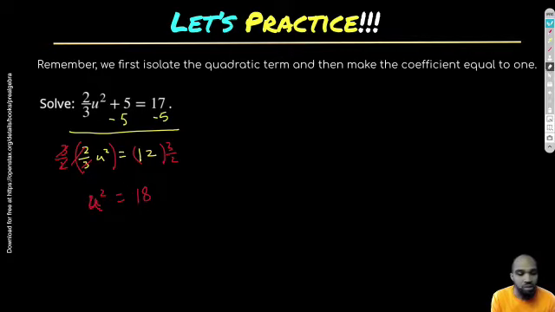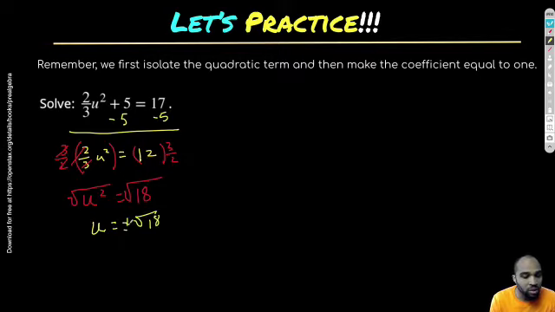I don't like that u that I just drew, so let's erase that. There we go. So how do I do this? We're going to continue to do the same thing to get rid of that square. We're going to take the square root. And the square root of u squared is u. Not me, but u. The square root of 18 is plus or minus the square root of 18.